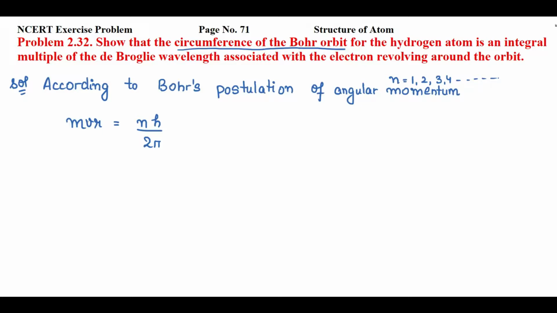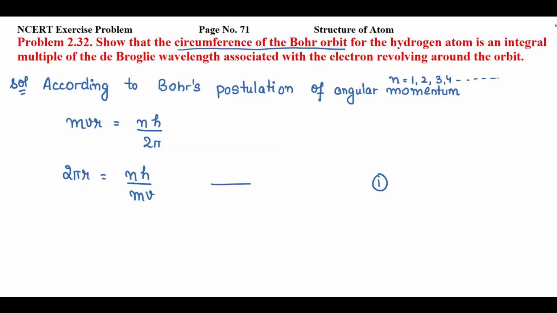I'll simply take this mv in denominator, right? And take this 2 pi on the other side. So it will be 2 pi r equal to nh by mv. Now I know that this 2 pi r represents the circumference of Bohr orbit. Okay, I'll consider this relation as first relation, right?